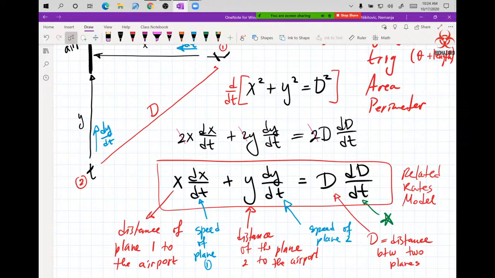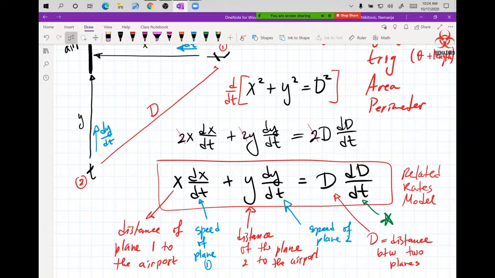And then you have the distance d between the two planes, which is the physical distance in miles as they are approaching the airport. And then you have dd/dt, which is the rate at which that distance is closing, the rate at which that distance is going down to 0, and you do not want distance d to be 0 because that's the collision.